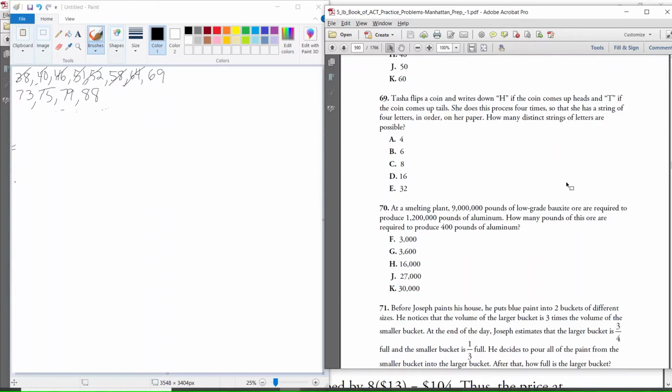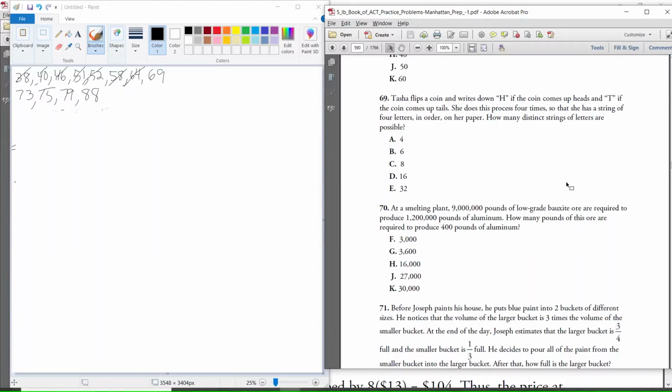Tasha flips a coin and writes down H if the coin comes up heads, and T if the coin comes up tails. That's common when we're flipping coins. She does this 4 times so that she has a string of 4 letters in order on her paper. How many distinct strings of letters are there?